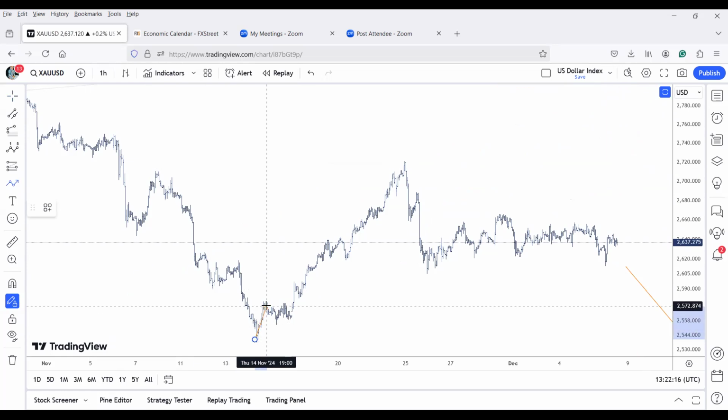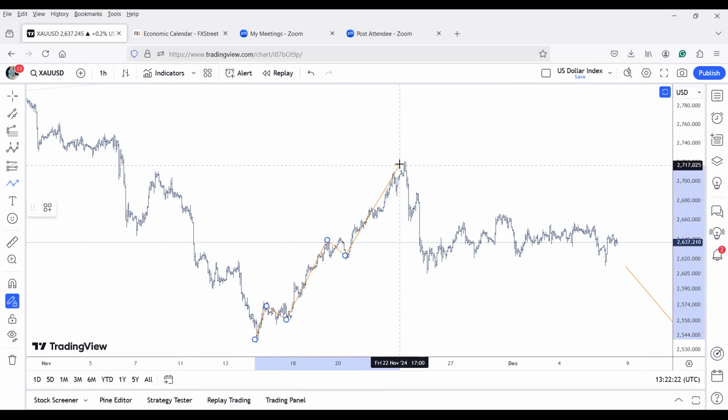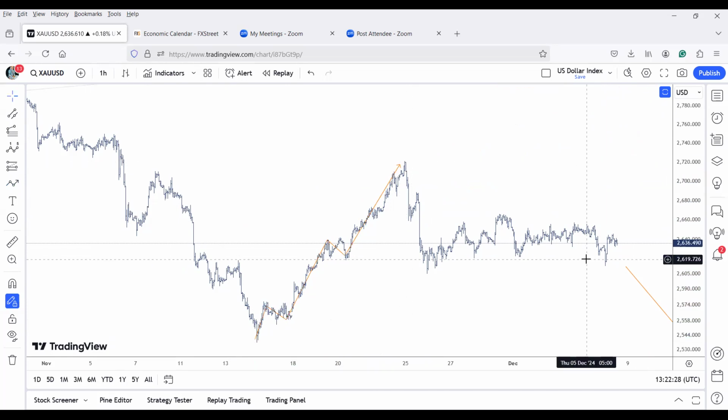Can you see one, two, potential three, four, and five? Yes, sir. What it means is this move is incomplete. So possibly we are going to see a push higher first and then lower. So if you go short right now, it's going to be too risky. Better wait for the price action to drop lower.